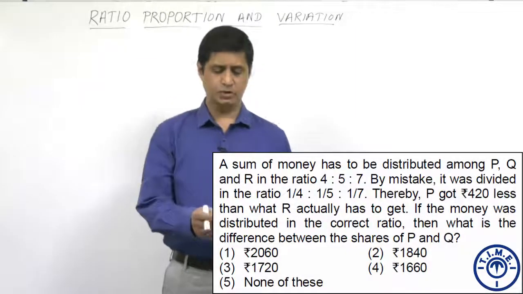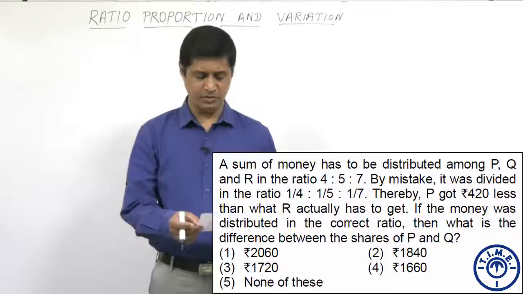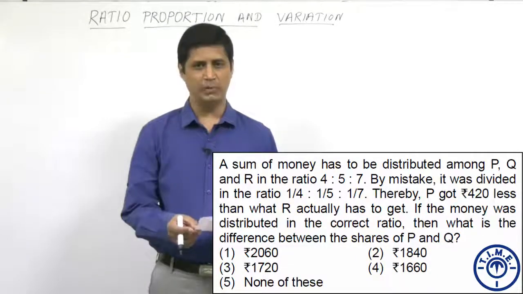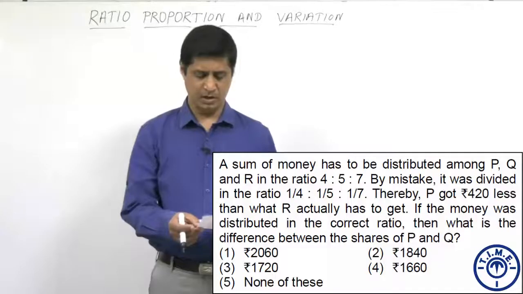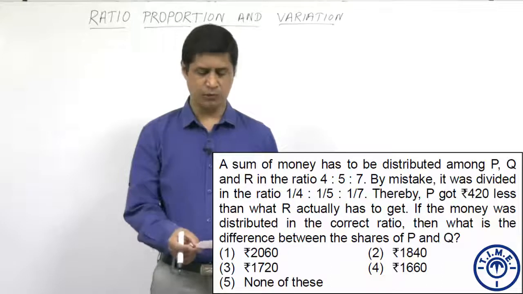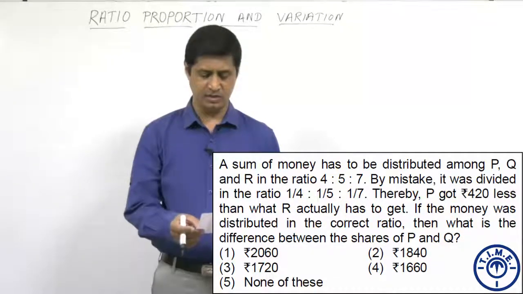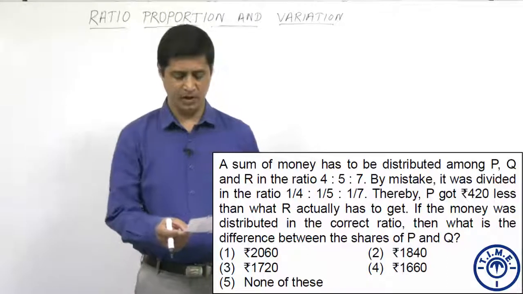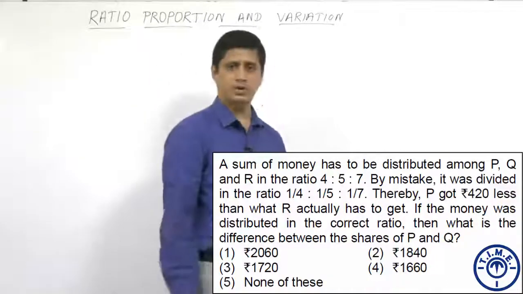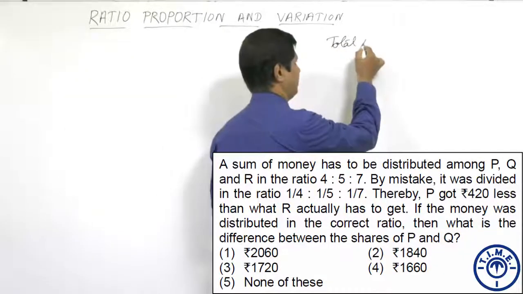A sum of money has to be distributed among P, Q and R in the ratio 4:5:7. By mistake, it was divided in the ratio 1/4:1/5:1/7. Thereby, P got 420 rupees less than what R actually has to get. If the money was distributed in the correct ratio, then what is the difference between the shares of P and Q? Now, what is the total amount? It is not given. I am just assuming the total amount as k.